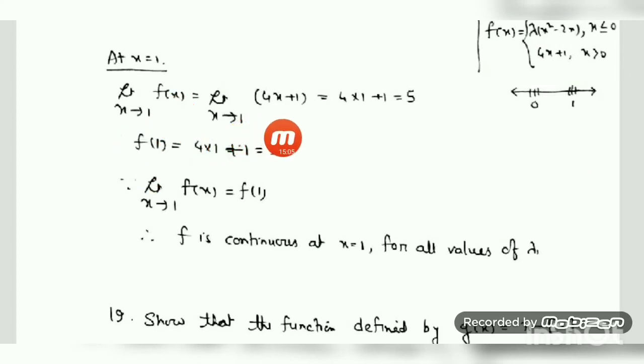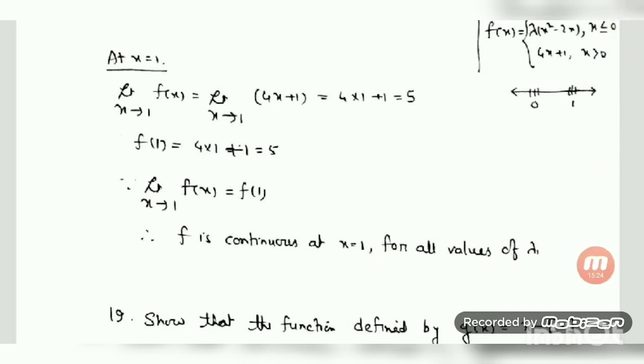Limit x tends to 1 of f(x) is defined by the greater than 0 case, that is 4x plus 1. So the value is 4 into 1 plus 1, equal to 5. And f(1) is also defined the same way, so it is 5. Limit value is equal to function value. Therefore f(x) is continuous for all values of lambda because it is independent of lambda. Lambda depends only on the part for x less than 0.